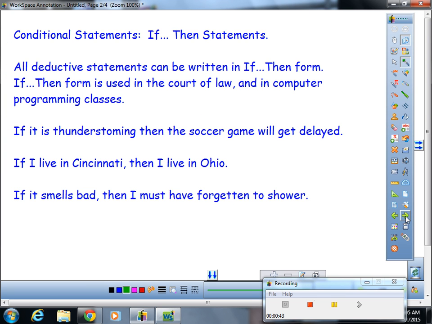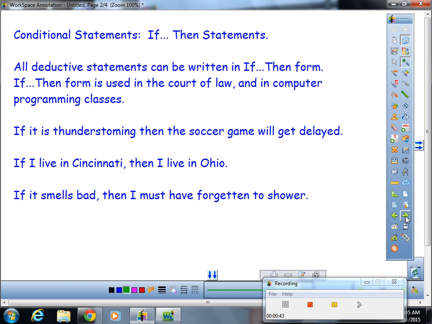So, you're going to hear a lot about conditional statements in here. Those are just if-then statements, okay? All deductive statements can be written in if-then form. The if-then form is used in court. If he had the victim's blood on his hands, then he must have committed the murder. That's an if-then form. Okay? It's also used in programming classes. If the number is repeating, then truncate the decimal. That is a Microsoft Excel command.